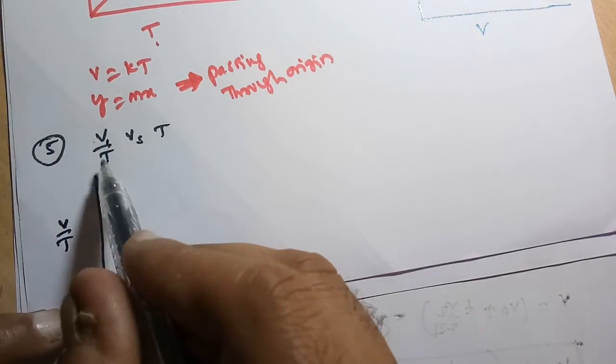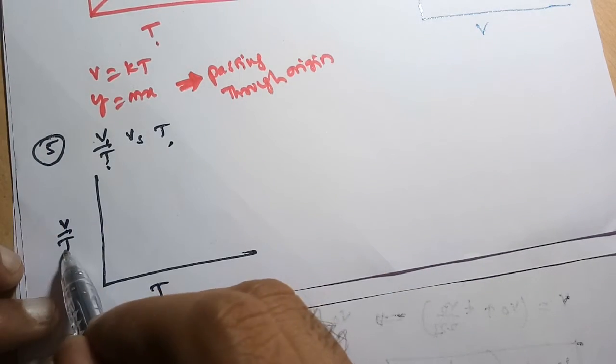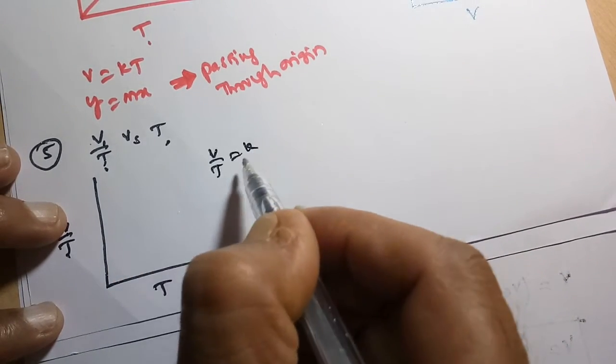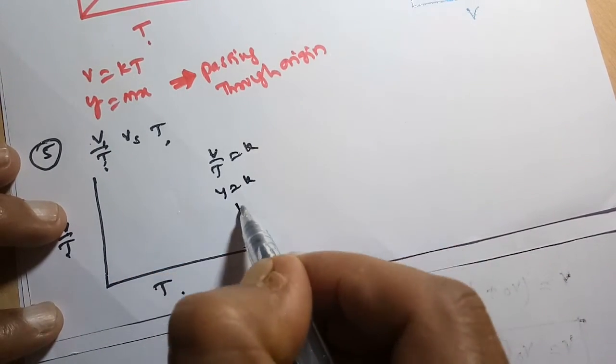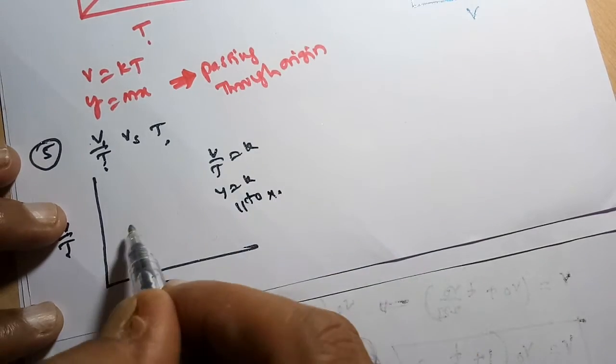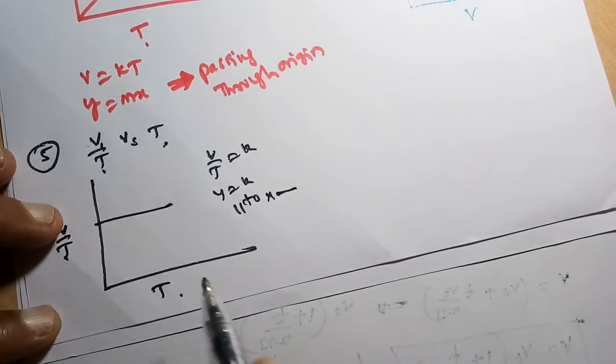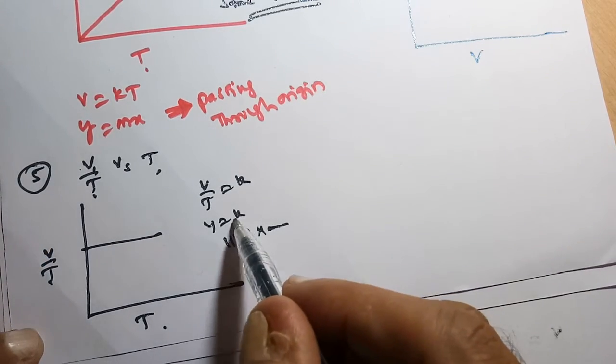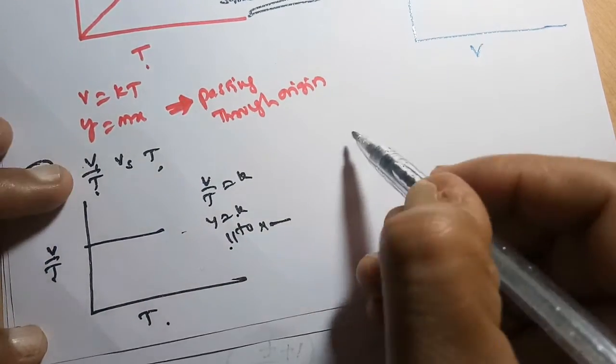The next type of graph is V by T versus T. V by T on the y-axis, T on the x-axis. What we have? V by T is equal to constant. Y is equal to constant. Parallel to the x-axis, we will get a graph parallel to the x-axis. So we will get this type of graph. V by T is equal to constant, y is equal to constant, so that's why it is parallel to the x-axis.